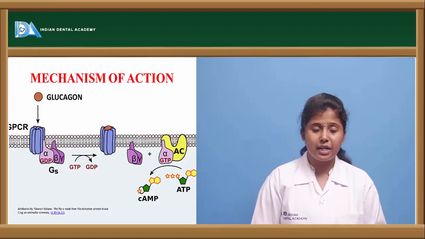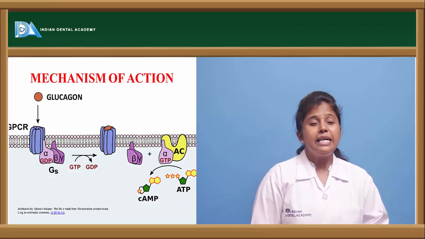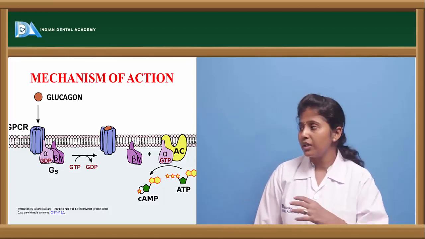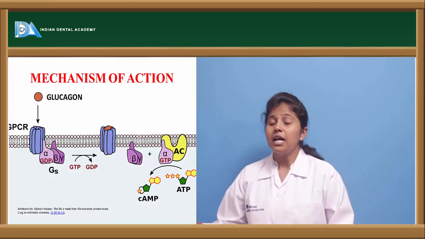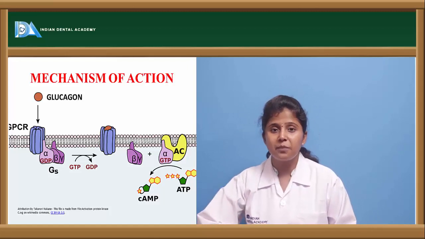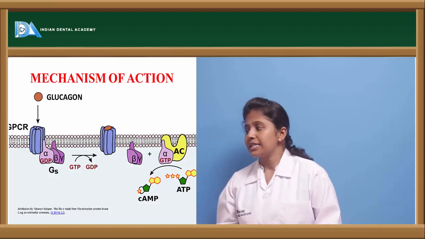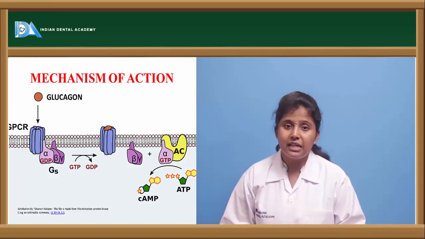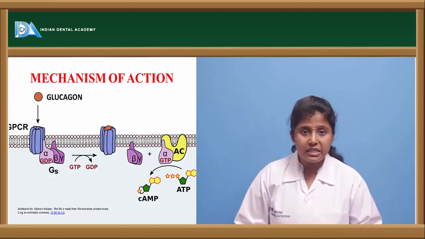If we see the mechanism of action of this glucagon, it acts through the GPCR receptor. So if glucagon binds to the GPCR receptors, it allows the conversion of GTP to GDP, thereby the cyclic AMP levels are increased. If the cyclic AMP levels are increased, there occurs the decreased secretions.